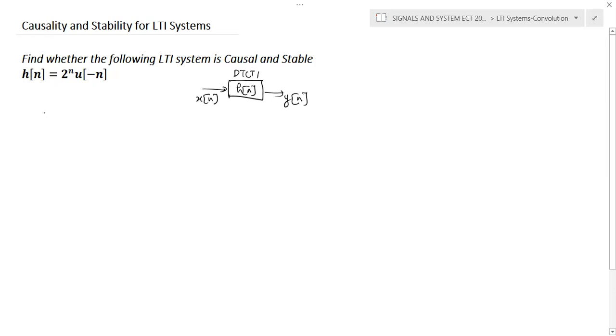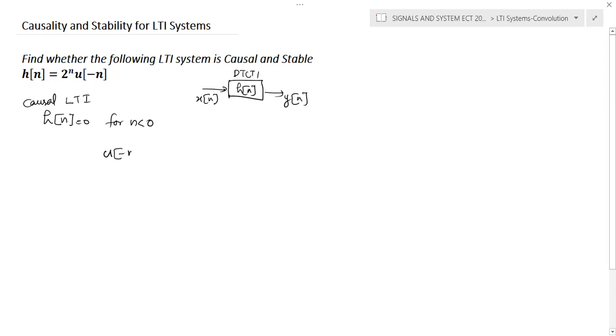So first we will check the causality condition. We'll verify whether the system is causal or not. To verify the causality, we know that h of n should be 0 for n less than 0. So that's a condition for an LTI system to be causal. So we need to verify this particular signal. Here it is given 2 raised to n into u of minus n.